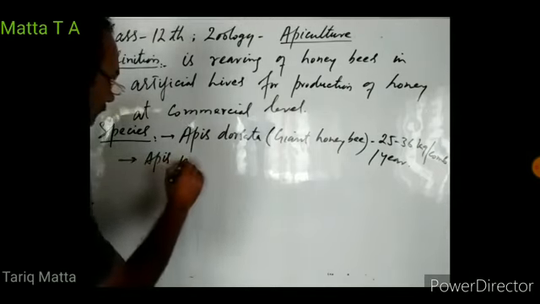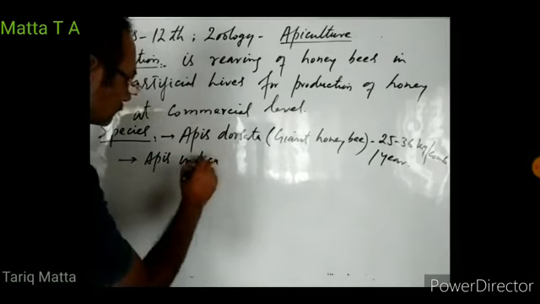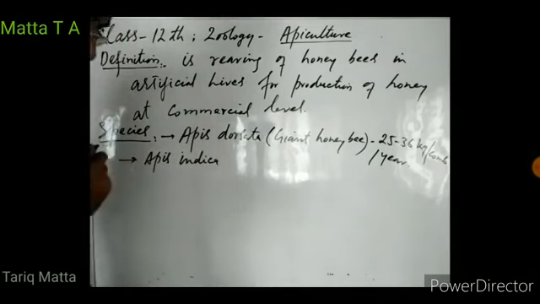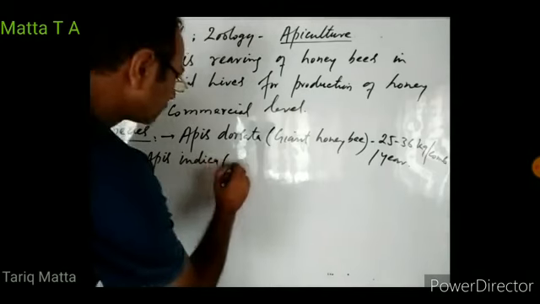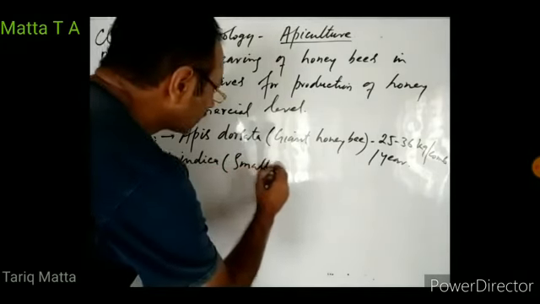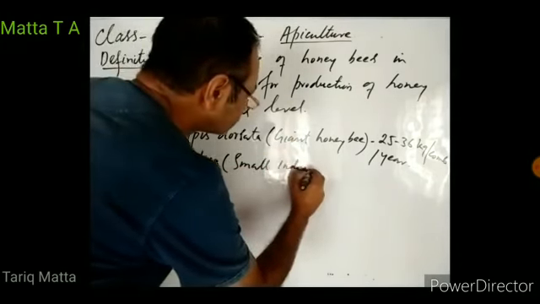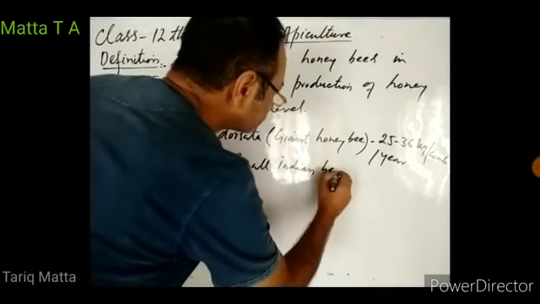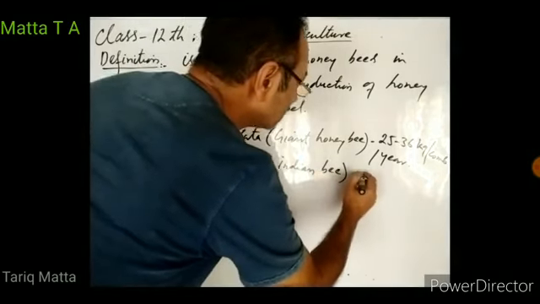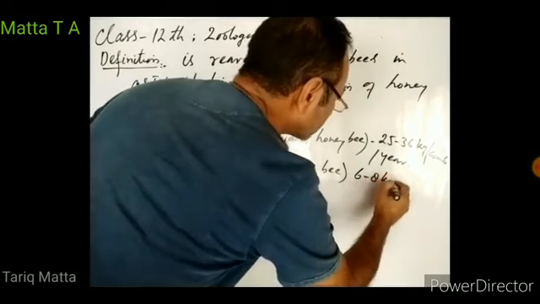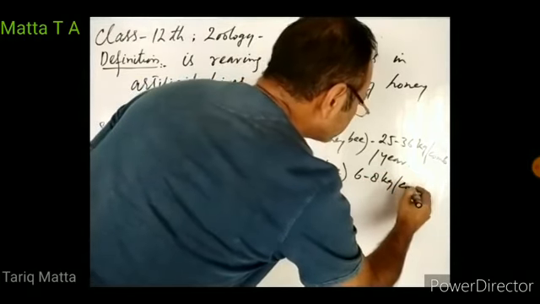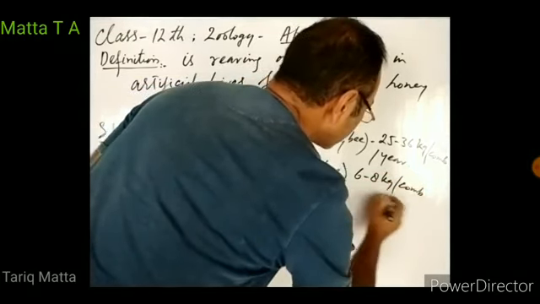Then we have another honeybee that is known as Apis indica. It is commonly known as small Indian bee. It gives a yield of 6 to 8 kilograms per comb per year.